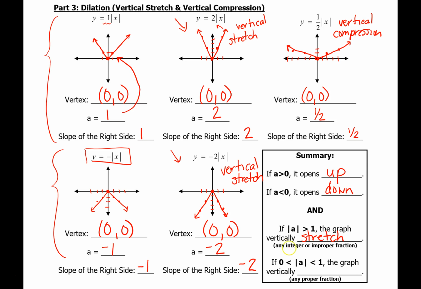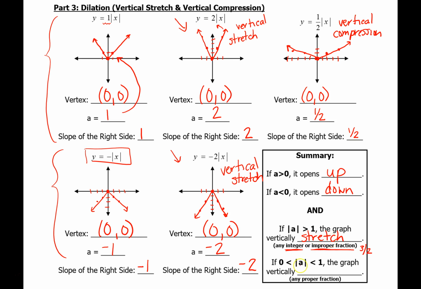A helpful way to remember this is anytime you have an a value that's an integer or an improper fraction, something like 3 over 2, we rise 3, run 2. Those are always going to be stretches. Integers will make us more narrow and improper fractions will make us more narrow.